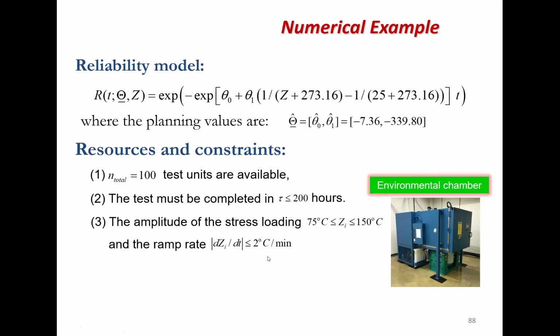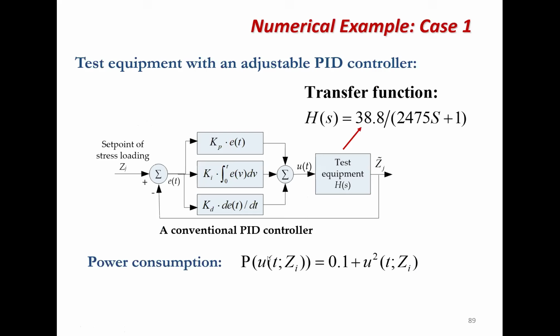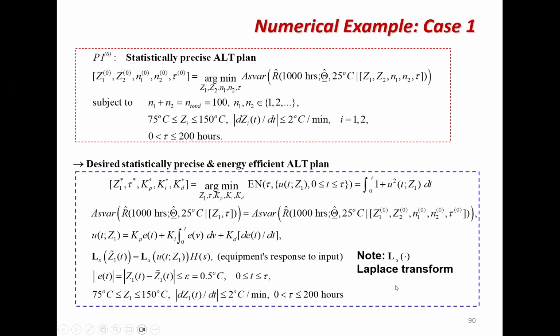So under those constrained resources, we consider one case. This case has an adjustable PID controller, and this is the transfer function of the test equipment, and power consumption can be evaluated using this formula. We do this in two steps. First, we find the statistically precise ALT plan, and then in the second step, we find an alternative testing plan that achieves the same statistical performance as the plan from the first step. Then we minimize energy consumption.